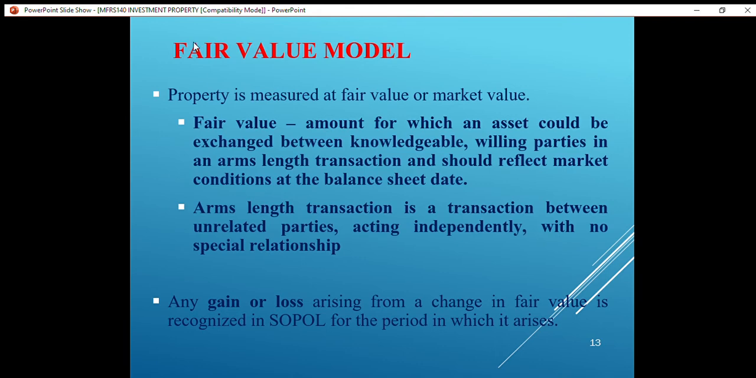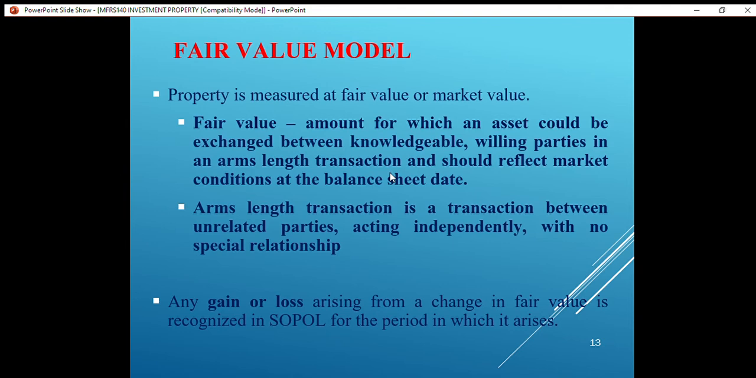With regards to the related transaction, and both parties, seller and buyer, must be willing to sell and buy at the agreed amount, at the agreed value of the asset. And it must be in an arm's length transaction, and should reflect market condition. It should reflect the market condition or market value of the property at the balance sheet date.